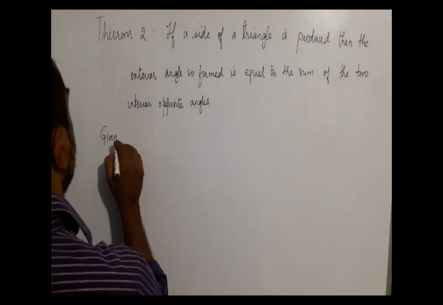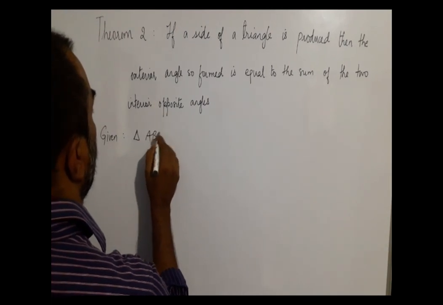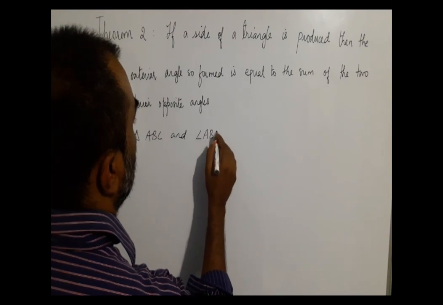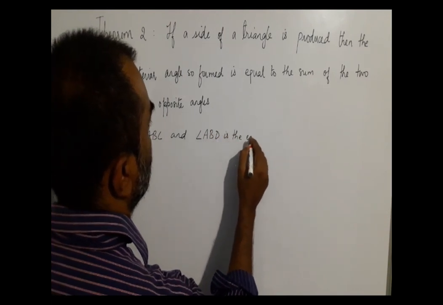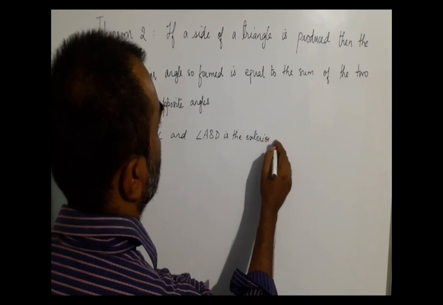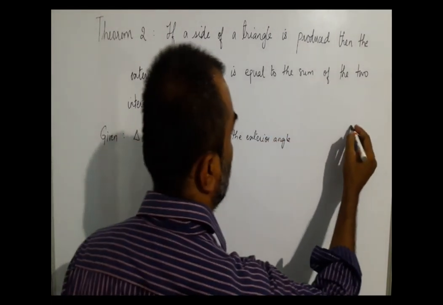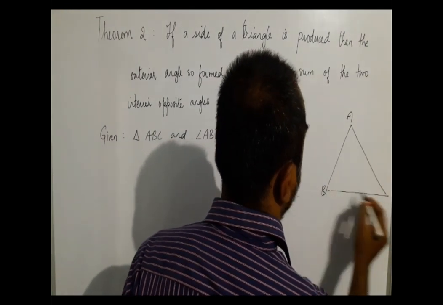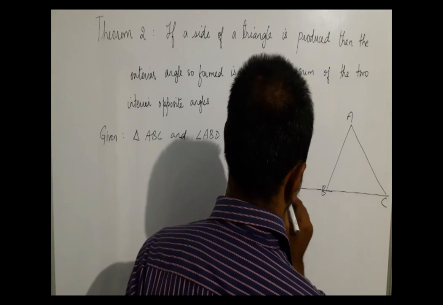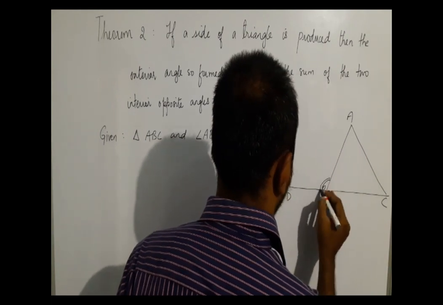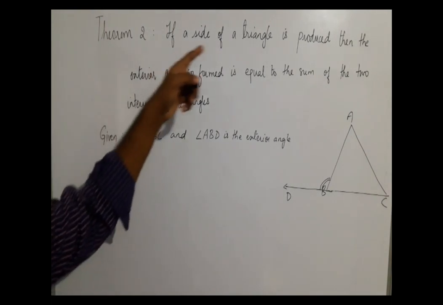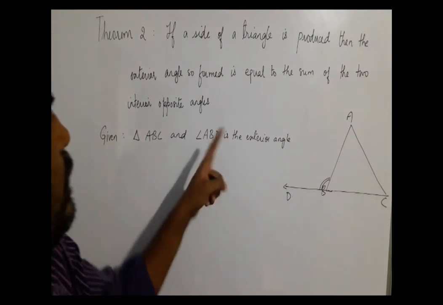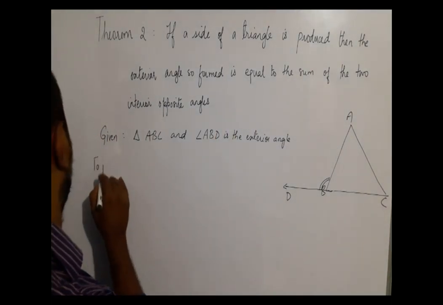The given part is a triangle ABC and ABD is the exterior angle. Okay, so we are given triangle ABC and ABD is the exterior angle. So a side of a triangle is produced. So the side BC is produced at D, then the exterior angle formed is ABD. What we have to prove?